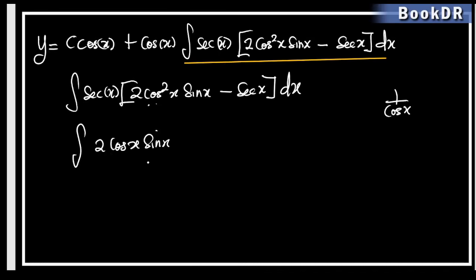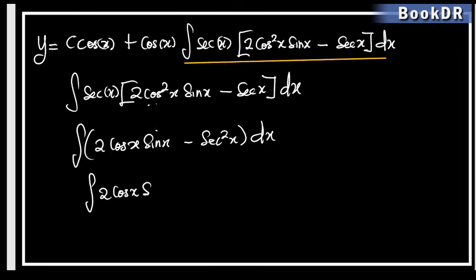Then the sec x will multiply the sec x. We'll have minus sec square x. We'll split our integration into 2 parts so that we can do them in a more comfortable way. So we'll have the integration of 2 cos x sin x dx, and then minus the integration of sec square x dx.